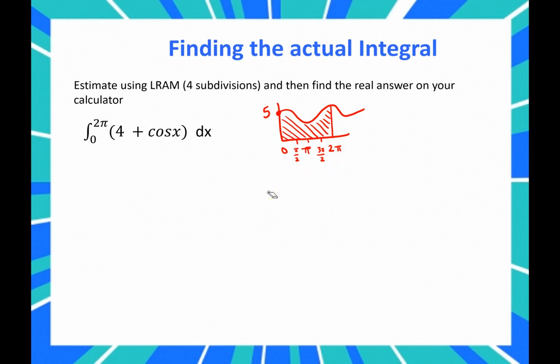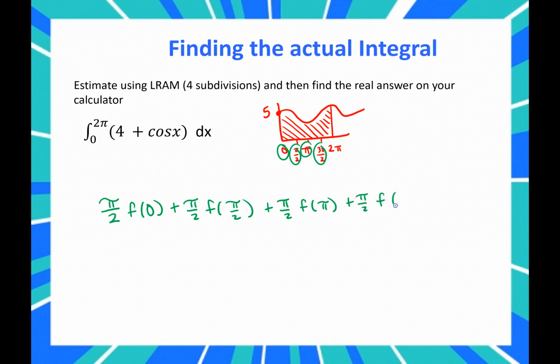So for the LRAM, I'm going to be choosing the following: this one, this one, this one, and this one. So what's my width of my rectangles? Always a pi over 2. Okay, and then we'll say f of 0 plus pi over 2 times f of pi over 2 plus pi over 2 times f of pi plus pi over 2 times f of 3 pi over 2.